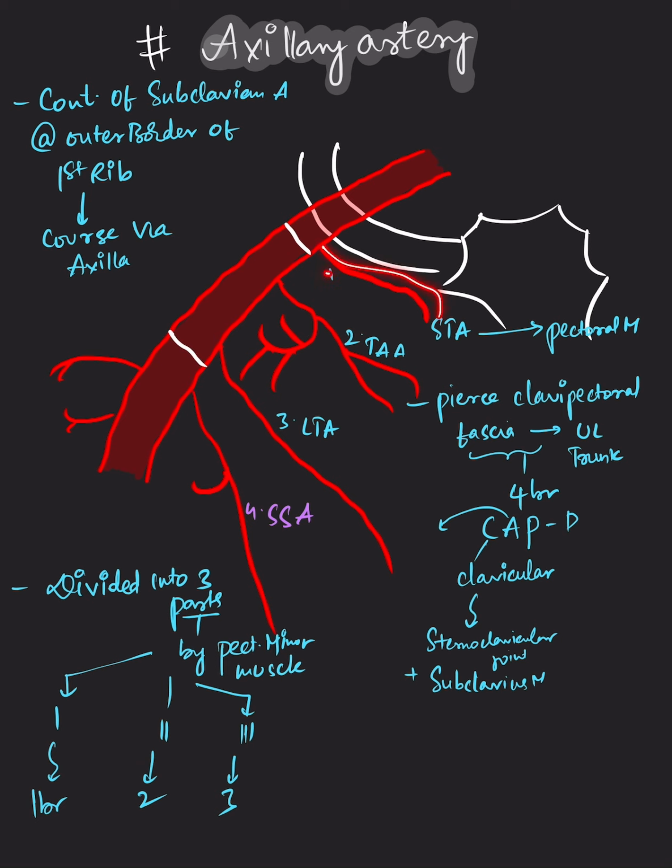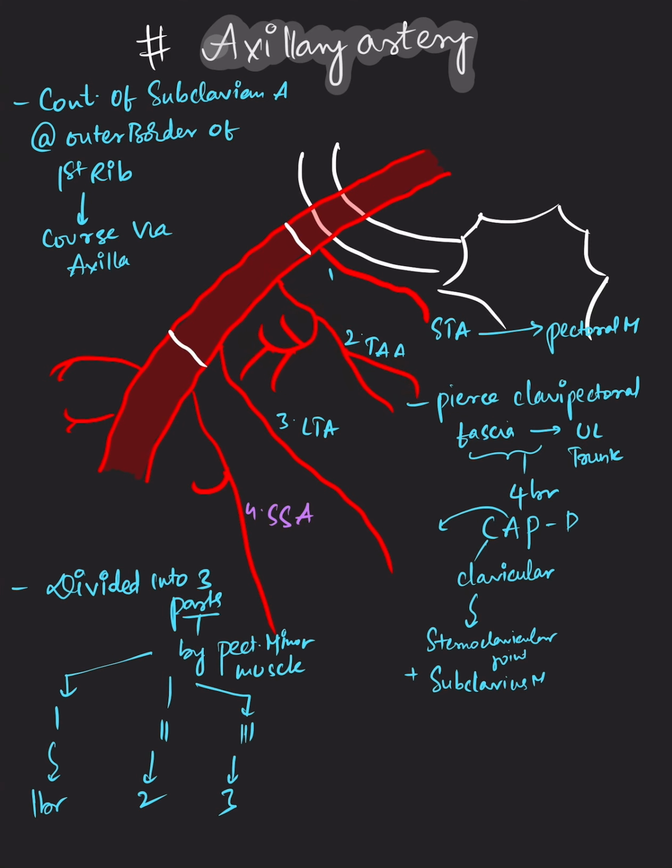Now the first part. The first part gives only one branch, that is the superior thoracic artery. The superior thoracic artery, if you see, runs close to the first rib and supplies the pectoral muscles.